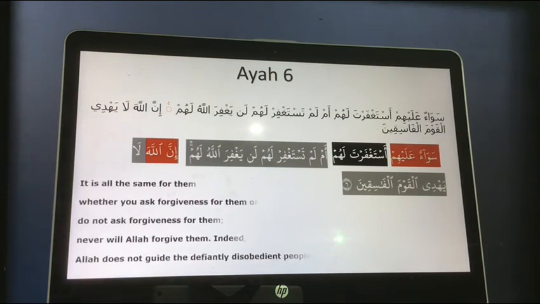Okay, so inshallah we'll stop here today. It is all the same for them, the first part: whether you ask forgiveness for them or do not ask forgiveness for them, because yastaghfir is a present tense. Never will Allah forgive them. Indeed, that is from inna Allah. Indeed, Allah does not guide the defiantly disobedient people, the fasiq people. So inshallah ta'ala we'll stop here. We'll do the other two ayat next week.